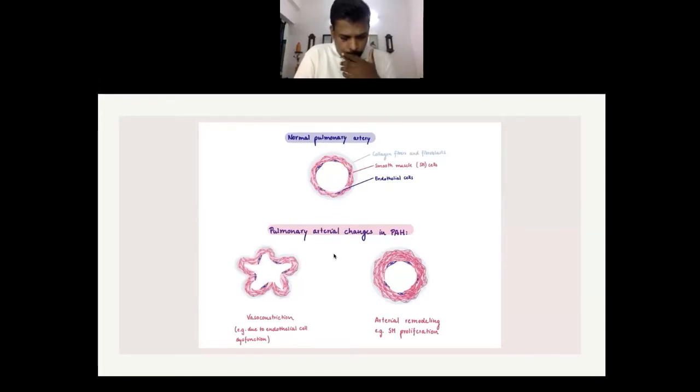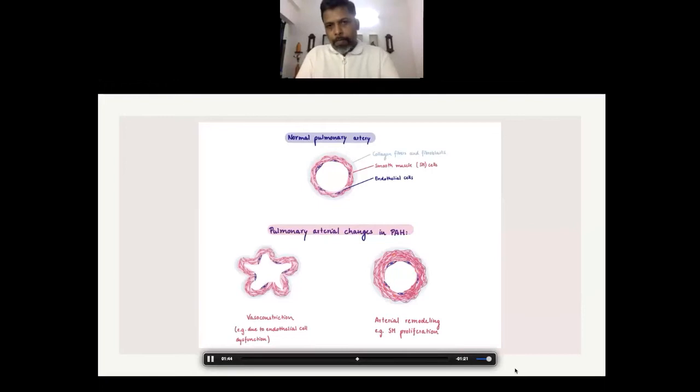to, number one, vasoconstriction. So there might be too many vasoconstrictive mediators around, in contrast to vasodilatory mediators, and or there might also be arterial remodeling, for example, smooth muscle hyperproliferation. And then in the end, you're going to end up with a more narrow artery.